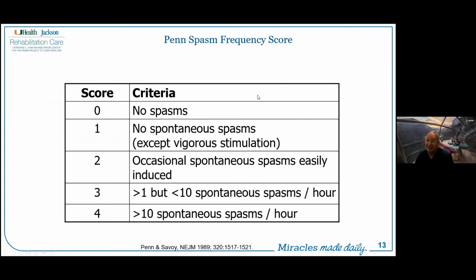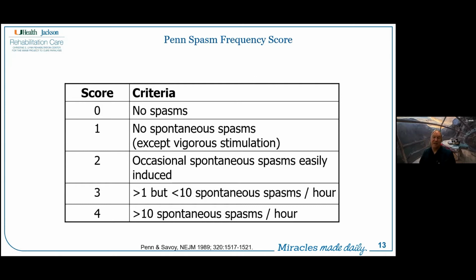So as we assess, we take a history and we ask the person, how frequently are you having spasms? If they say, I'm not having any spasms, then we list this as a 0 on the Penn spasm frequency score. A 1 is that they don't typically have spontaneous spasms, but if they rub their legs briskly, for example, that could cause a spasm, but they don't have spontaneous spasms. A score of 2 on the Penn spasm frequency score means that they occasionally have spontaneous spasms. Those are relatively easily induced.